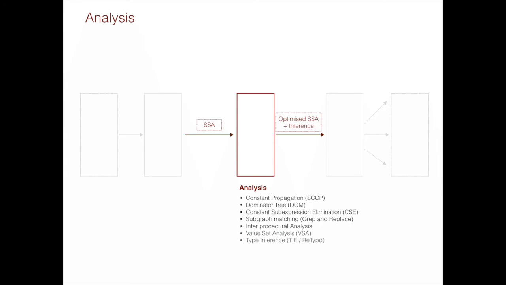The last two are value set analysis and type inference. These two are work in progress and not complete yet, but most of the frameworks are already there. So value set analysis is useful in the type inference phase, and it's also useful in finding targets for indirect calls. So whenever we have an indirect call, you will not know where the jump goes.